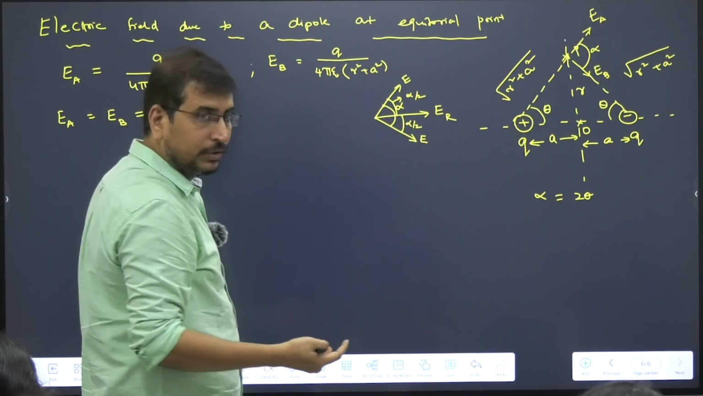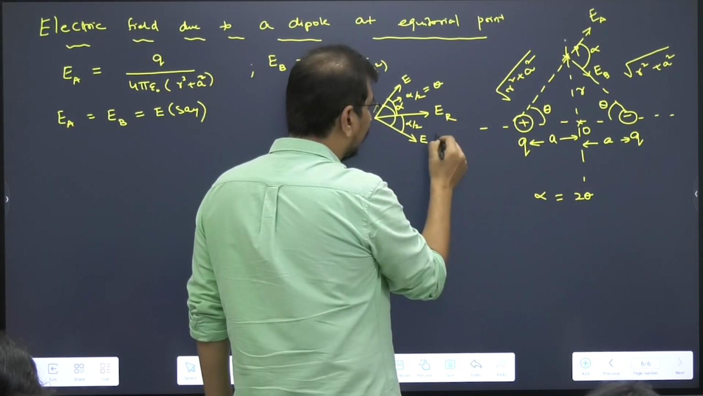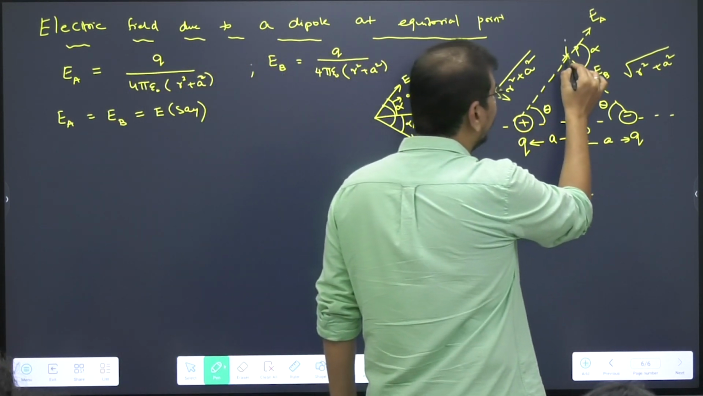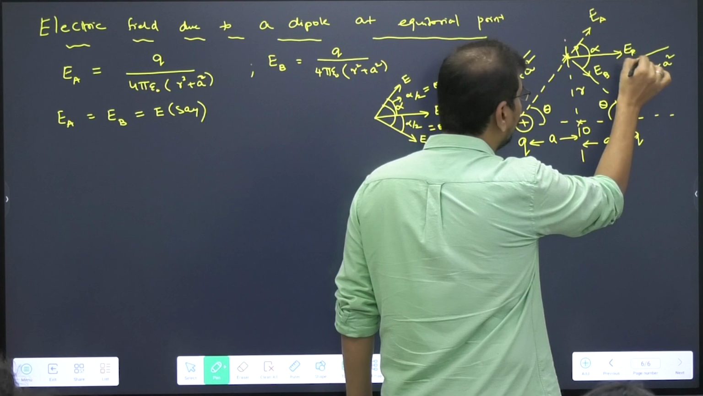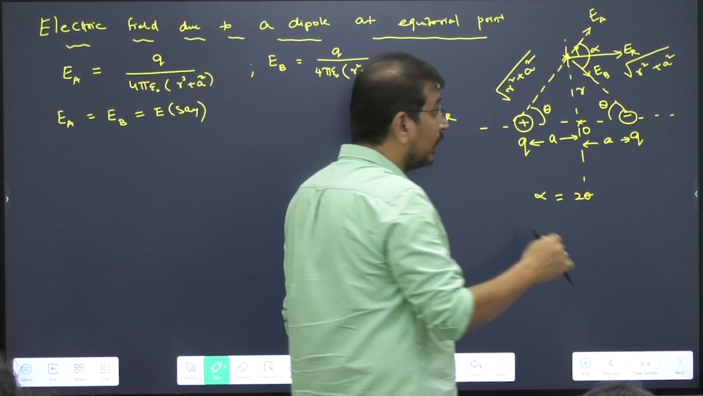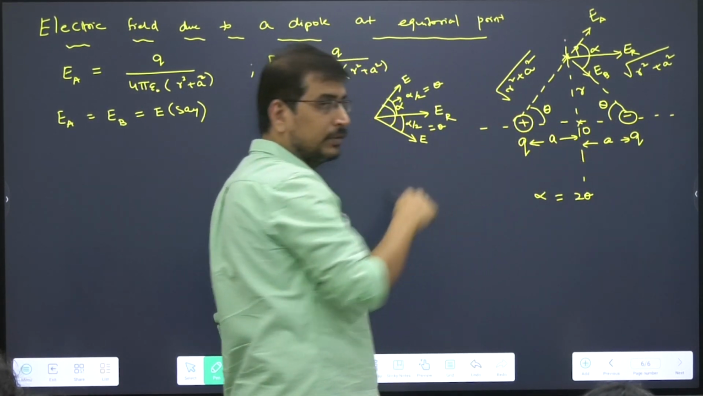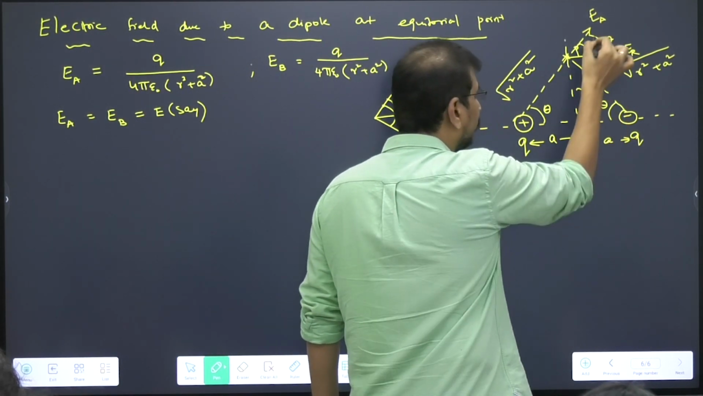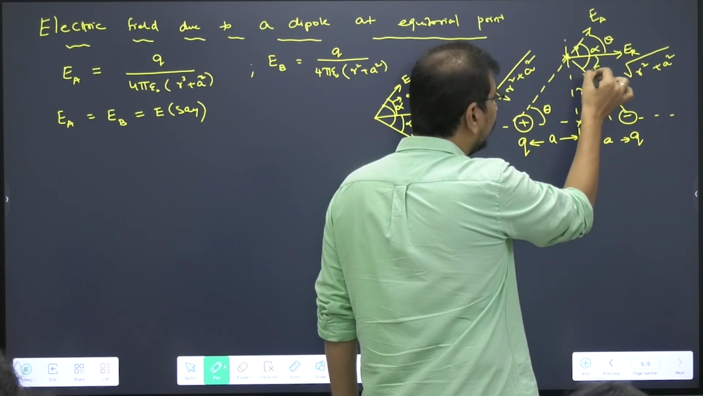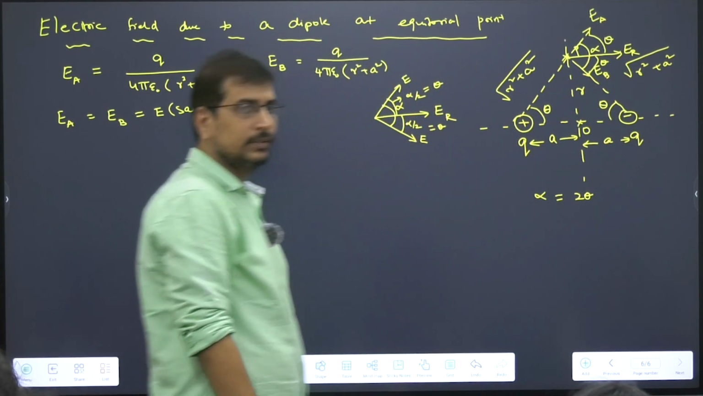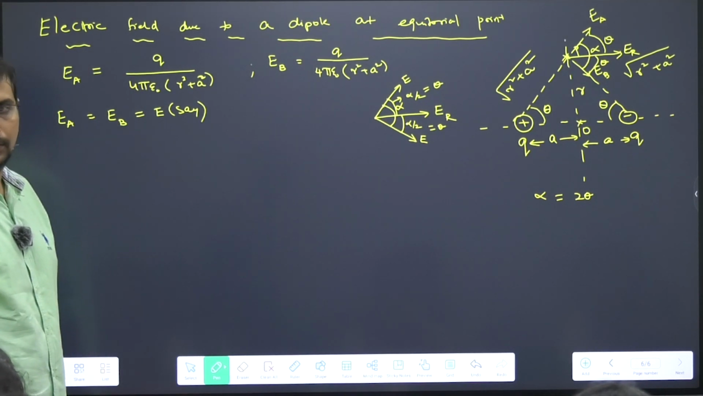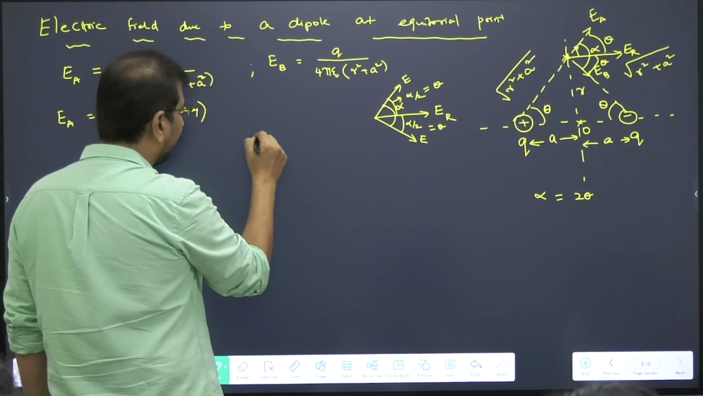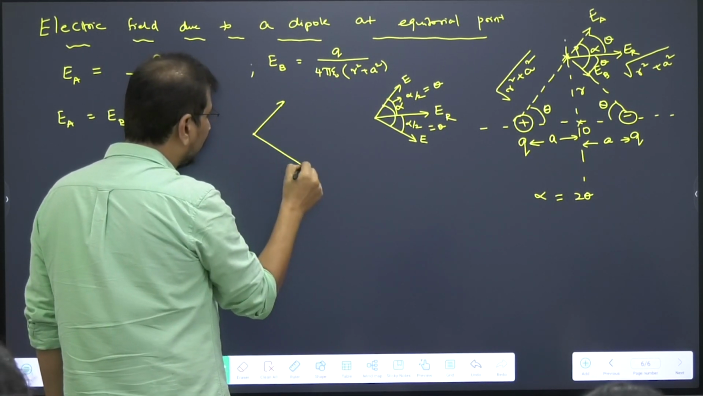So what is alpha by 2 here? It is basically theta and this is also going to be theta. Meaning the resultant which is drawn here will actually be parallel to the base itself. Only then this angle can be theta. It forms corresponding angles, and here the angle will be theta, which is the alternate interior angles. Make sense?